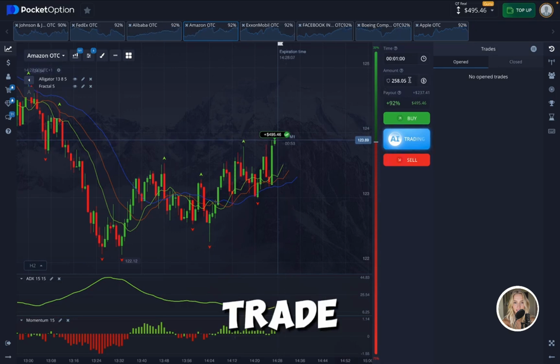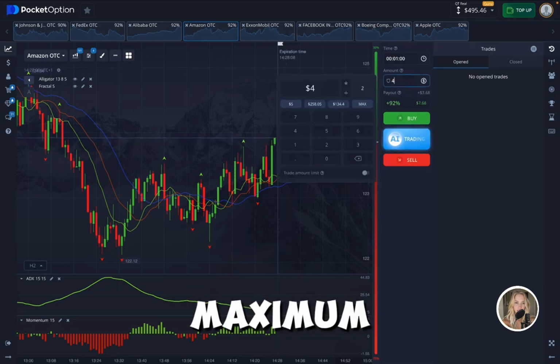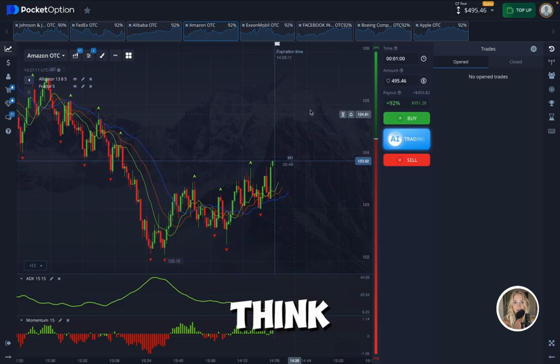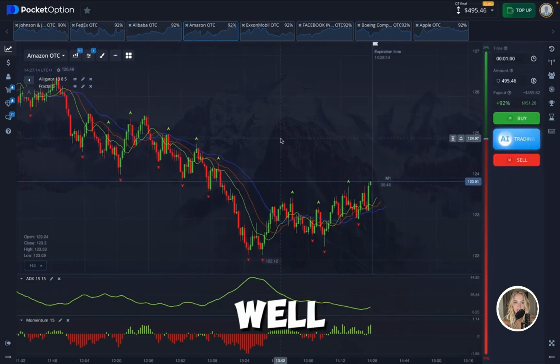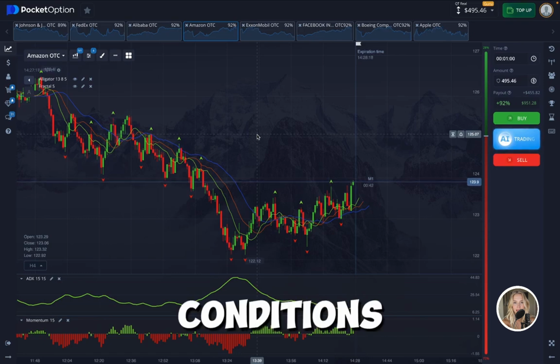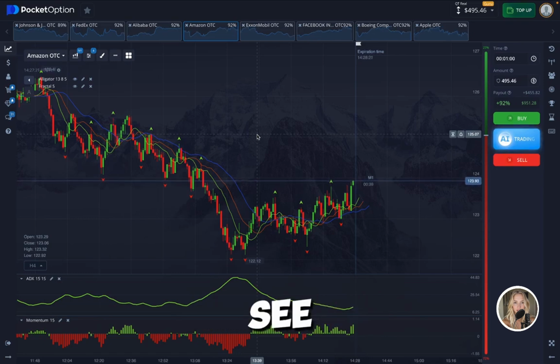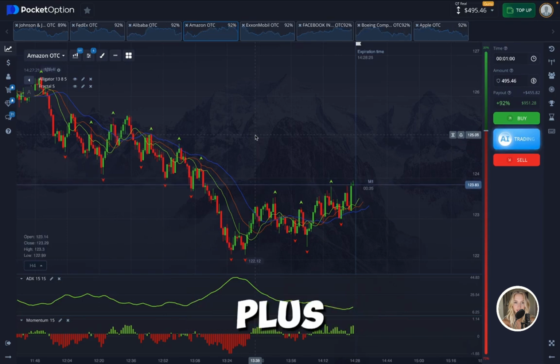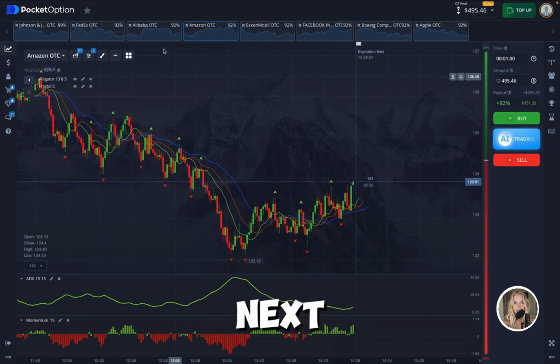Let's take the next trade. Let's also open again for the maximum balance amount. I think in general, everything was clear here as well. The deal is similar to the opening of the previous one, almost the same conditions. And as you can see, two positions were closed in plus without problems. Let's continue trading and pick up the next entry point.